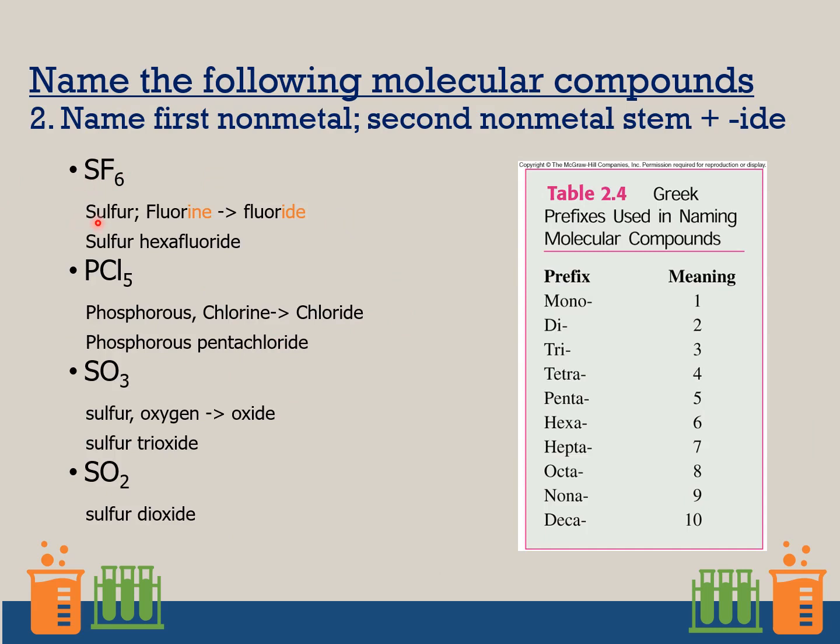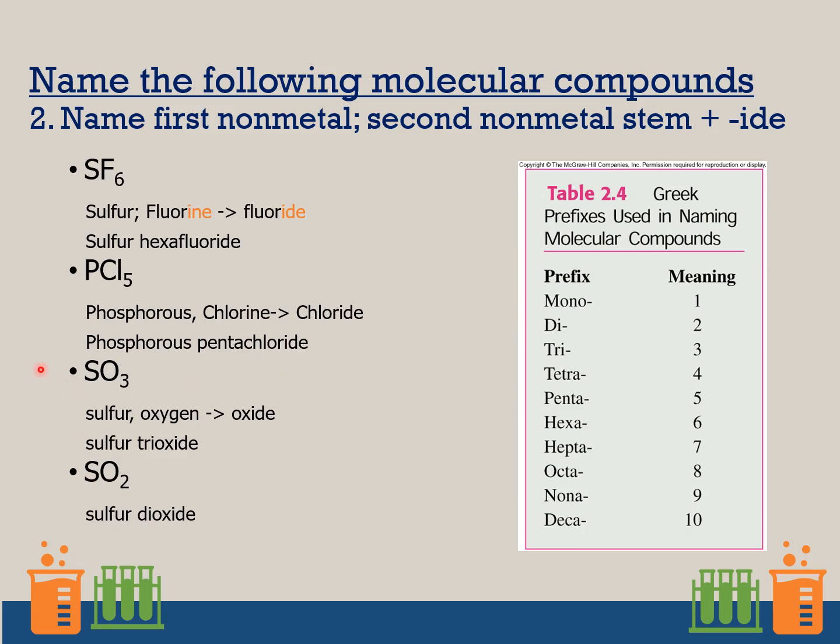S is sulfur, F is fluorine. We get rid of the suffix and replace it with IDE. There's only one sulfur. We don't have to say that there's one. We just write sulfur. And then we have to say there's 6 fluorines. So we know the Greek prefix for 6 is hexa, so sulfur hexafluoride. PCl5, phosphorus, and then Cl is chlorine. Get rid of that last suffix and turn it into IDE. And then we have to say there's 5 of them, and 5 is penta. So phosphorus pentachloride.